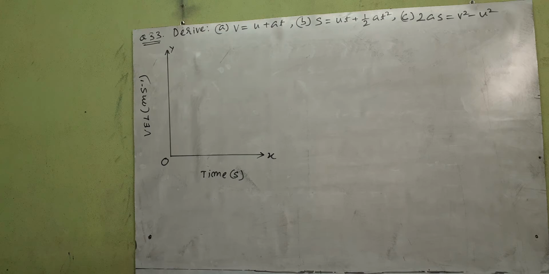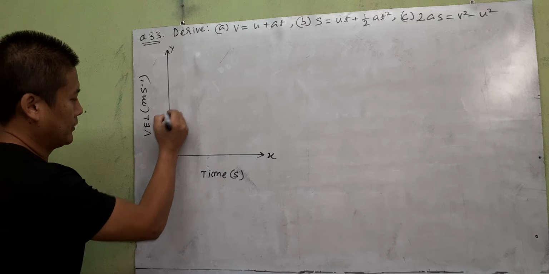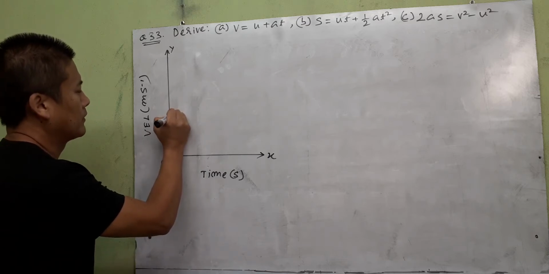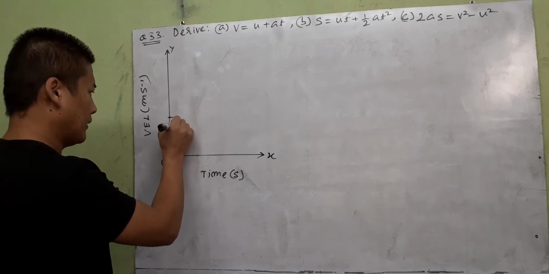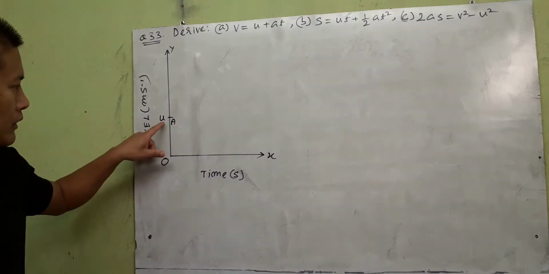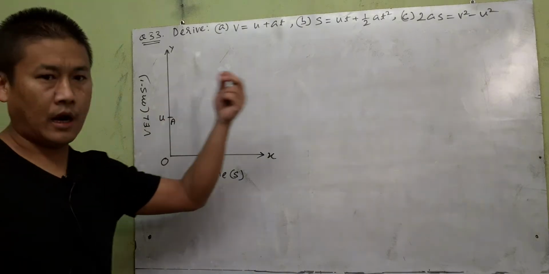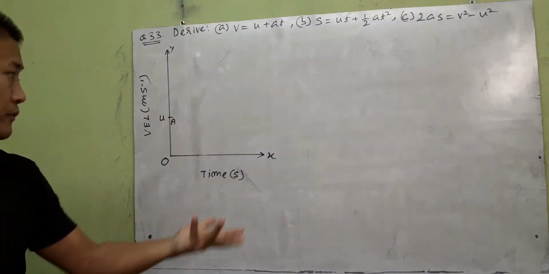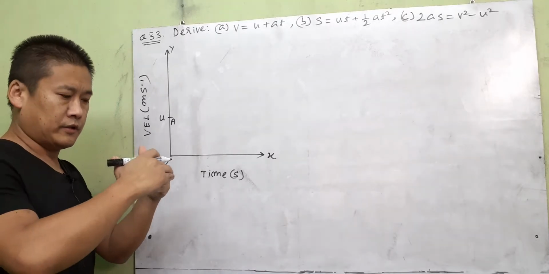Now let us consider an object whose initial velocity is not 0. So 0 is here, and we have to start from above 0, somewhere here maybe. Let us say this point is A. Point A has initial velocity u, and clearly u is not 0. So when we first saw this car or object moving, it was already moving. It was not starting from rest. That's what u not equal to 0 means.